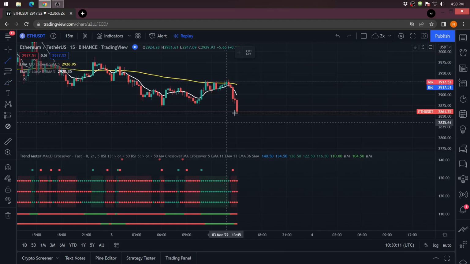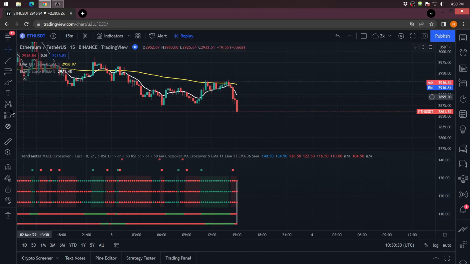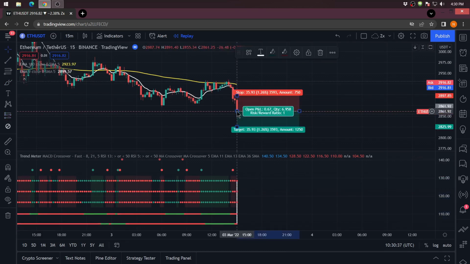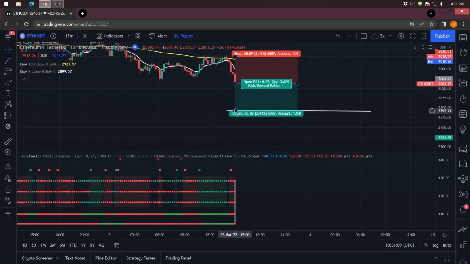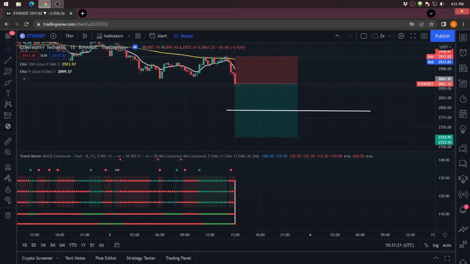In this chart the price is below the 109 EMA and also all the red dots match with all the red lines, that means it's a sell signal. So we take a short position here and our stop loss will be the last swing high, and the first profit target will be 1 times the stop loss and the second profit target will be 2 times the stop loss.